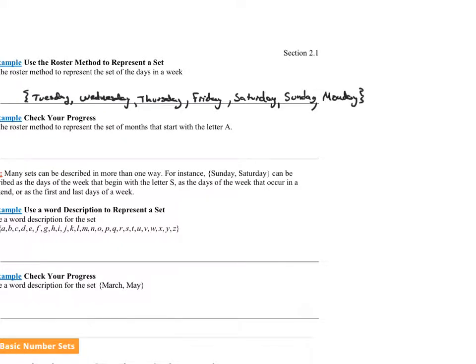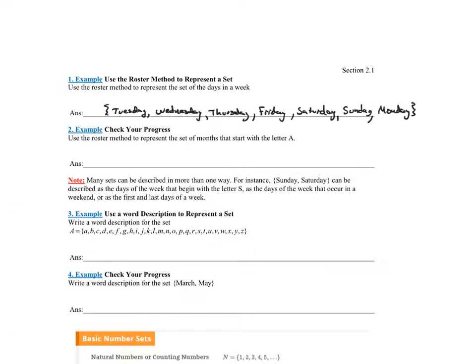I started on Tuesday to prove a point. The point being that order does not matter. Almost every student would either start on Sunday or Monday. But what I want you to realize is they're the exact same set. No matter what you started on, you should have each one of those 7 days and only those 7 days written out there. Don't get lazy.